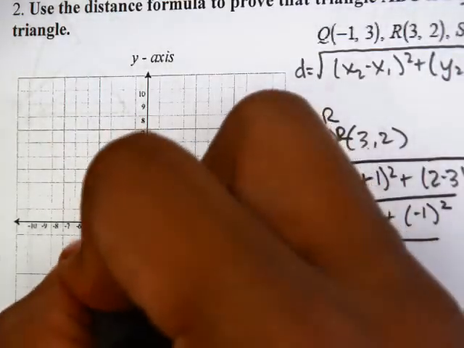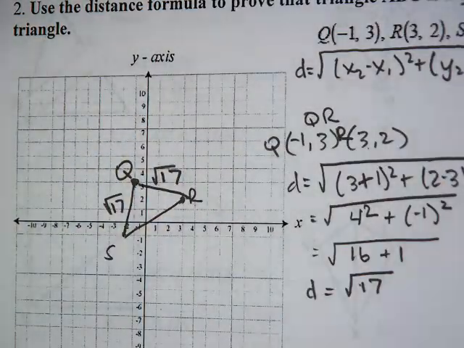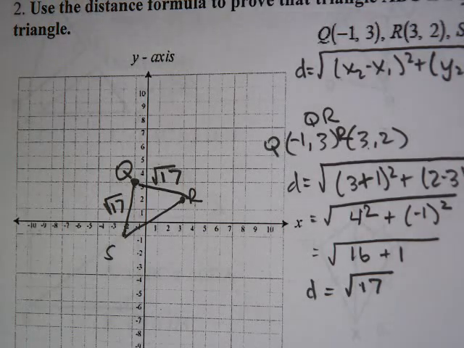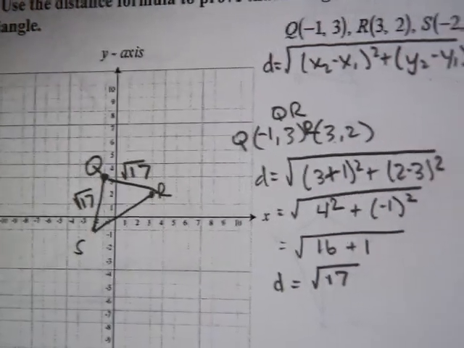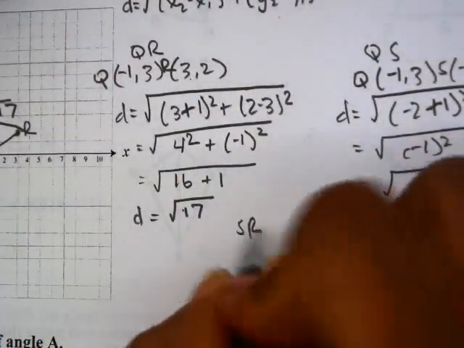I can rule out scalene. This triangle is definitely not scalene because there's two sides equal. Right now it's isosceles. We should check to see if it is actually equilateral, to see if all the sides are the same. So we need to find the distance on SR.